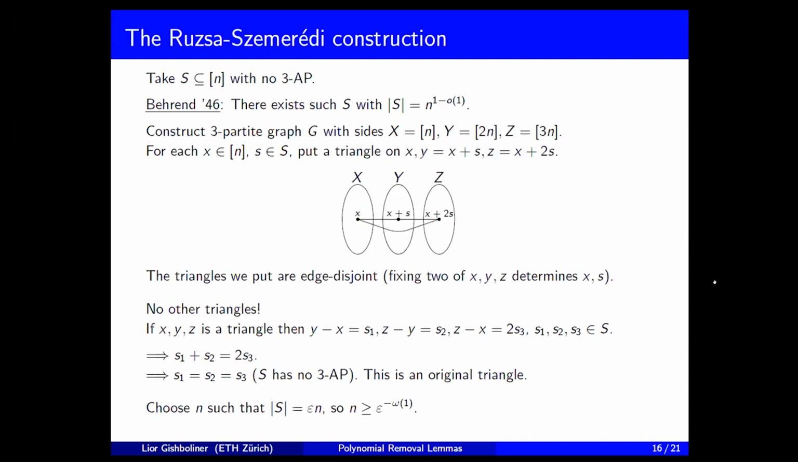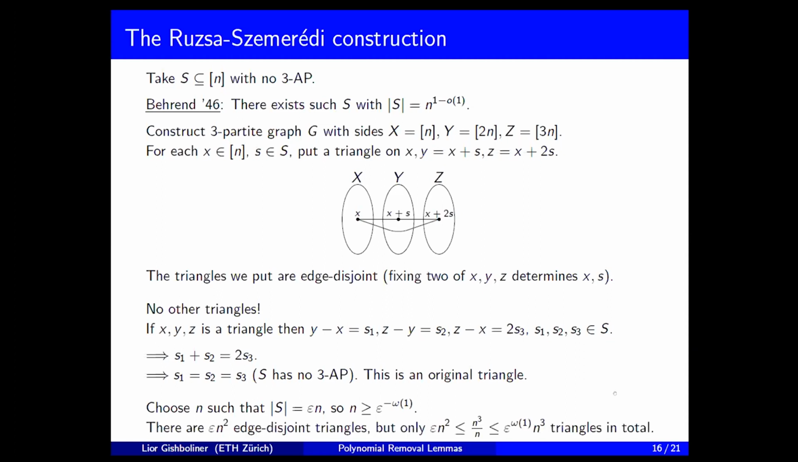So why is this good? Well, we can choose n. Let's say we are given epsilon. Now let's choose n such that S has size epsilon n. Then, because the size of S is n to the 1 minus little o of 1, if we solve this, we see that n is super polynomial in 1 over epsilon.